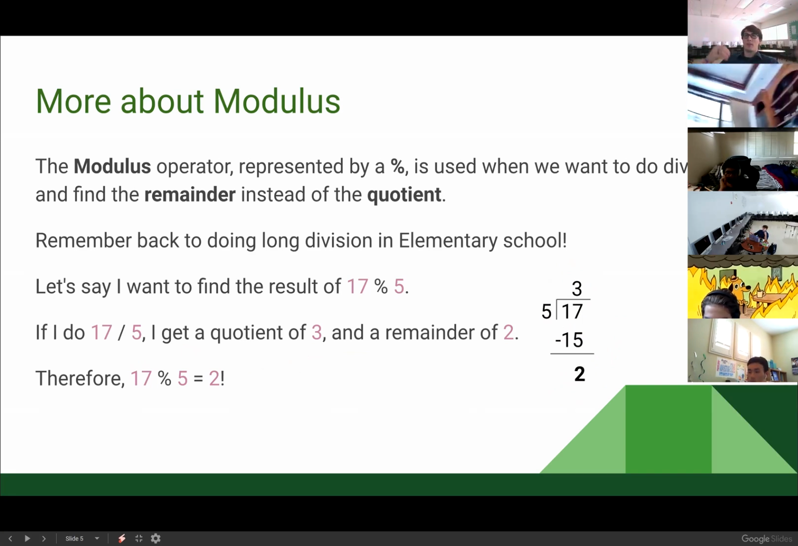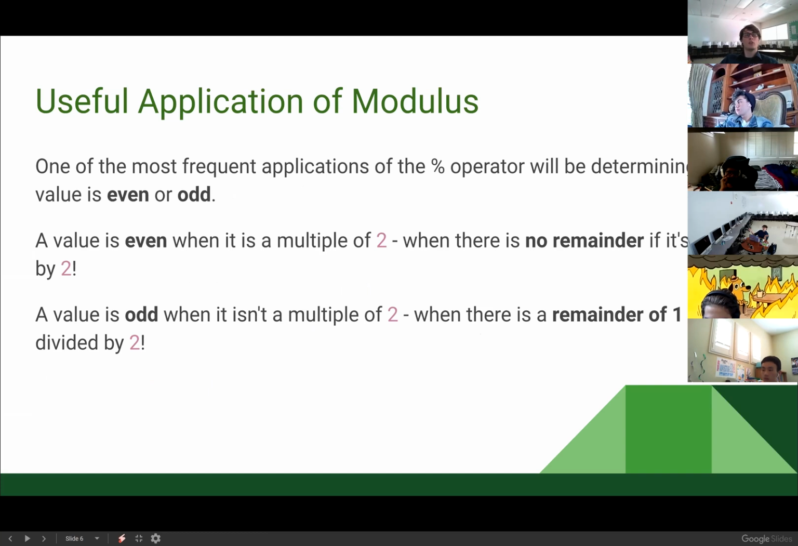Does getting the modulus value make sense? Cool. All right, let's talk about a useful application of modulus. One of the most frequent places that this is applied is determining whether a value is even or odd. A value is even when it is a multiple of 2. So if there is no remainder when you divide by 2, you know that that value is divisible by 2. It must be even. A value is odd when it's not a multiple of 2.